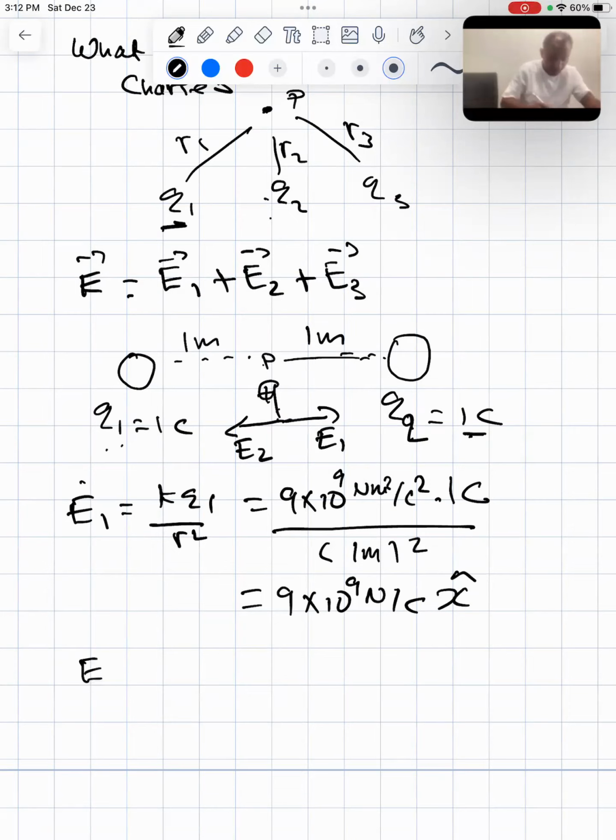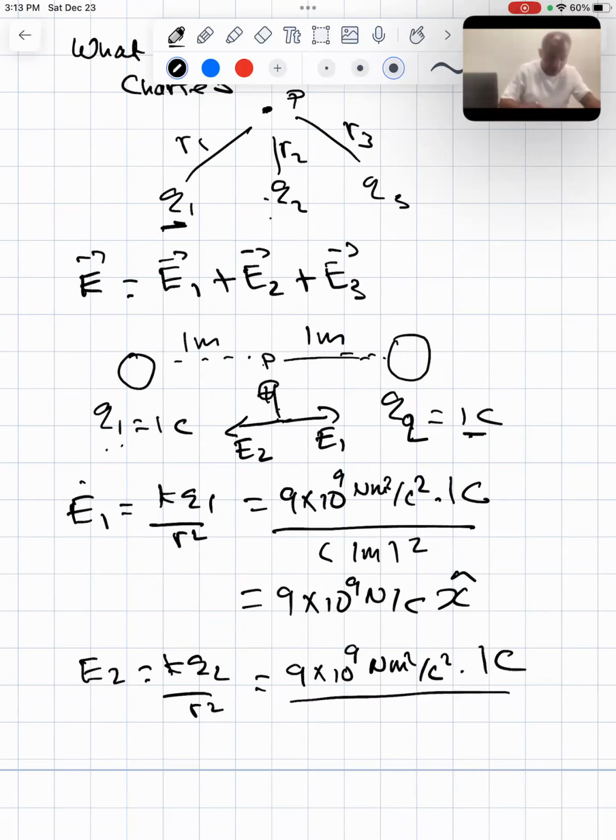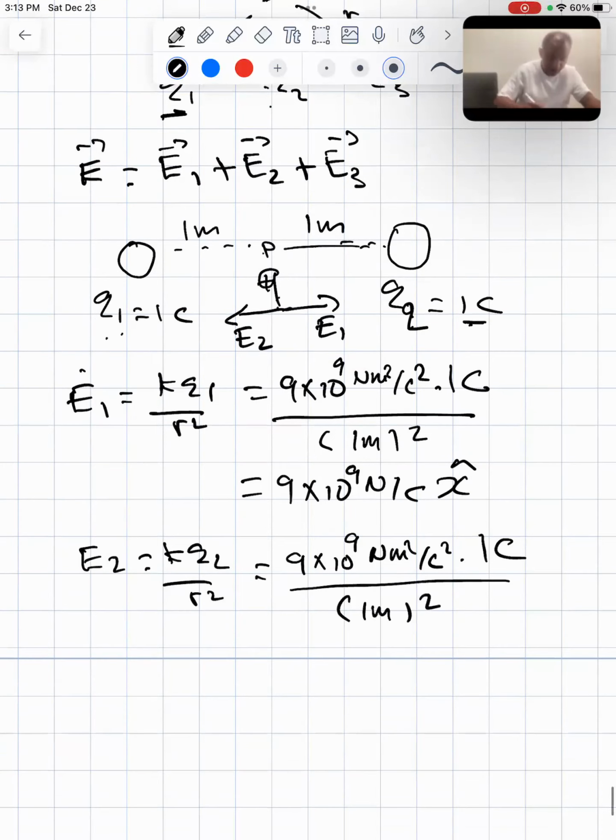And E2 is K times Q2 over R squared. K is 9 times 10 raised to 9 newton meter squared per coulomb squared. Q2 is just one coulomb. And Q2 is far from P by how much? By 1 meter. Okay, so this is going to be negative. Why negative? Because E2 is towards the left. Meter squared cancels meter squared, coulomb cancels coulomb. So 9 times 10 raised to 9 newton per coulomb in the negative x direction.